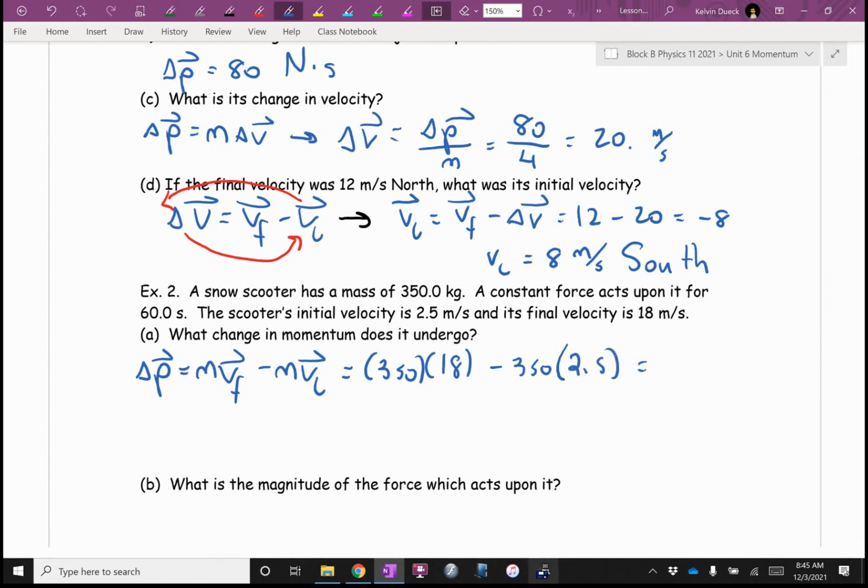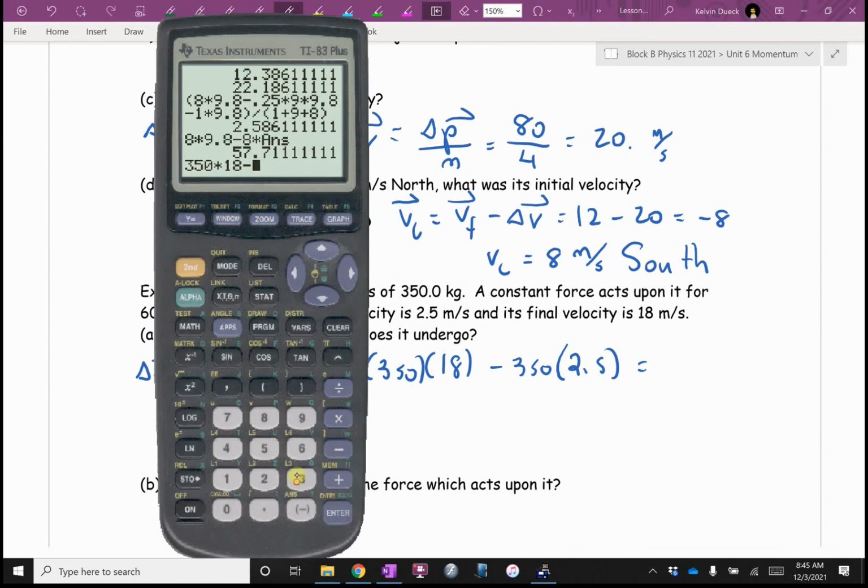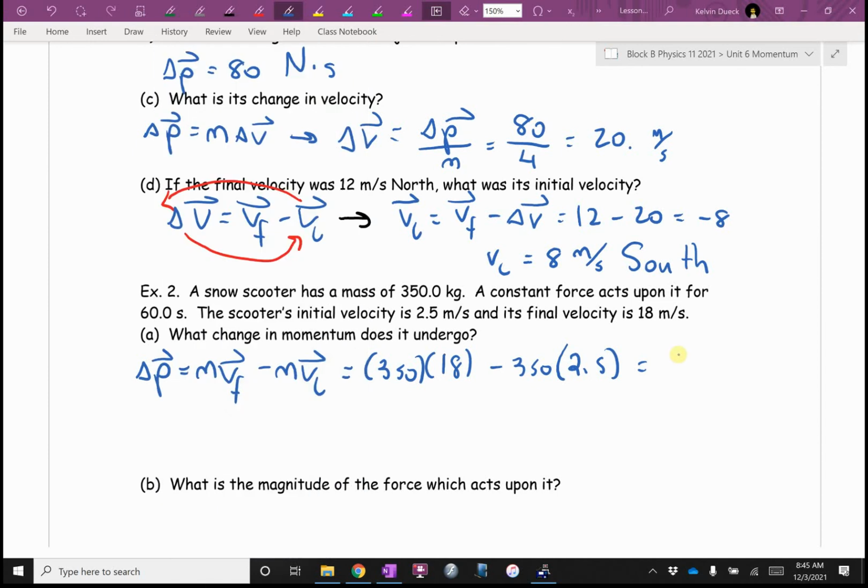What's the change in momentum? It's a good question. 350 minus, Mr. Dewick, times 18 minus 350 times 2.5. You get 5,425. Units. Mass, kilograms, times velocity, meters per second.